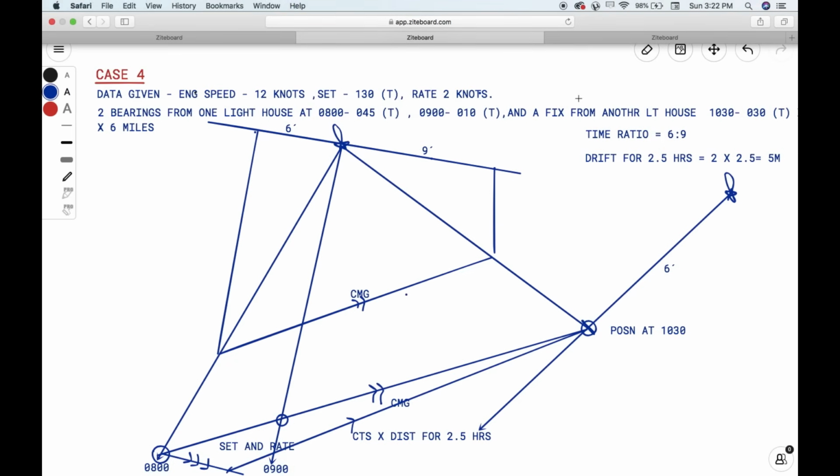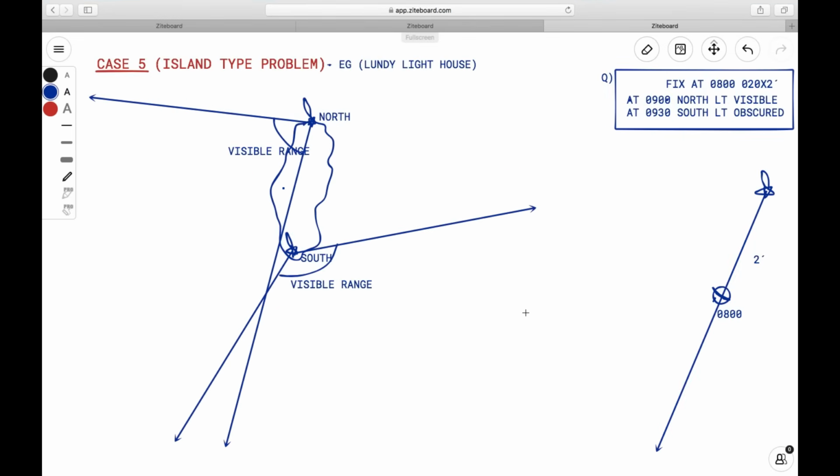So now let's look into the last case, case 5. So guys, this is our last case, case 5, and a very important case in which everyone makes a mistake. These are the island type of problem. These are very frequently asked questions. So we have taken the example of Lundy lighthouse. Suppose this is an island and it has two lights, north light and south light, and there is a visibility range for these lights. For north light it is this range, for south light it is this range.